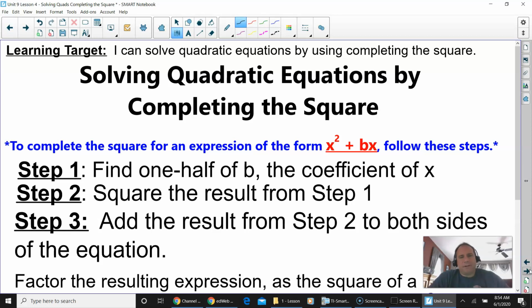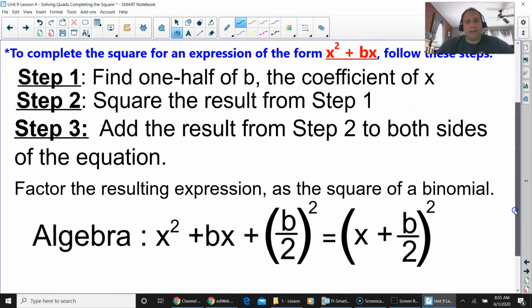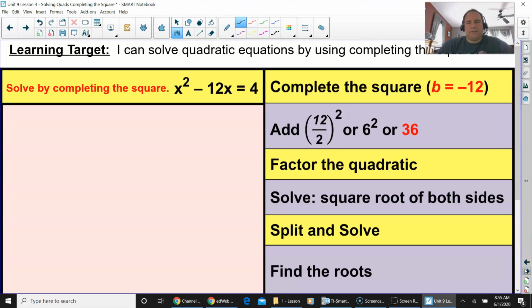So to complete the square for an expression in the form x squared plus bx, you follow these steps. And these steps will make sense later on. So step 1, find 1/2 of b, which is the coefficient right in front of that x. Then square the result. Then add the result from step 2 to both sides of the equation, factoring the resulting expression as the square of the binomial. So we'll get into this, and we'll actually do one right here.